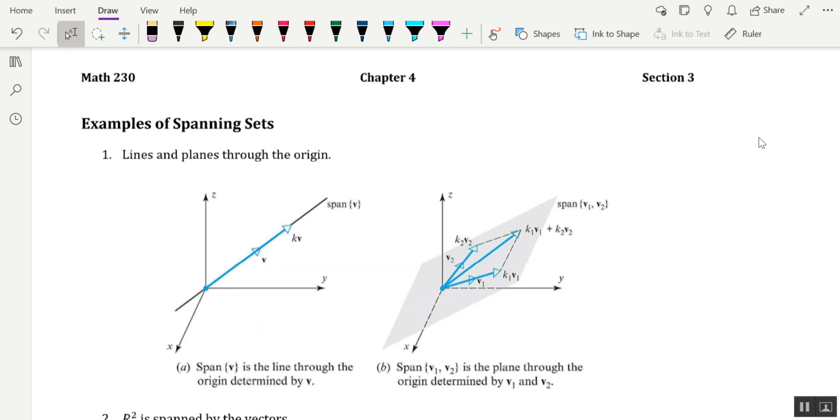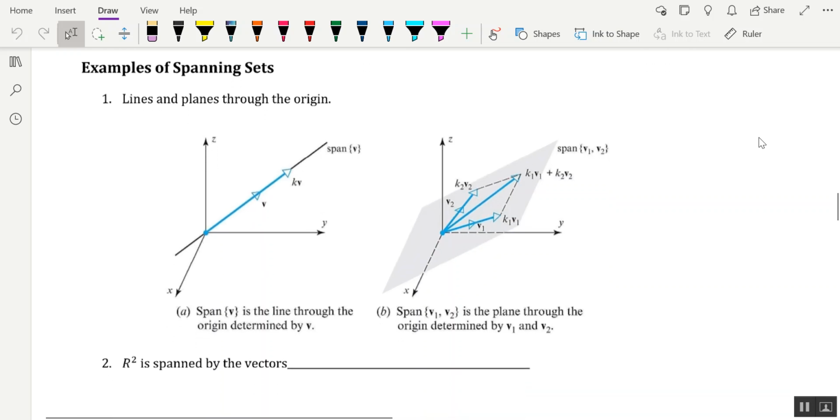Let's talk about spanning sets. Keep in mind a span consists of the set of all linear combinations of a set of vectors from a vector space. And a theorem that we discussed in a different video says that the span is a subspace of the larger vector space V. So we'll look at some examples of some pretty common spans.